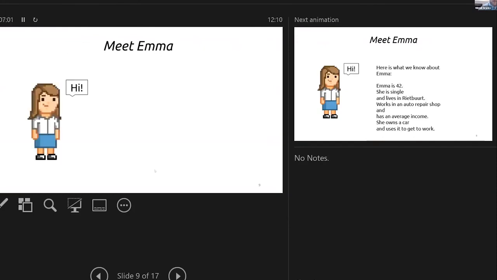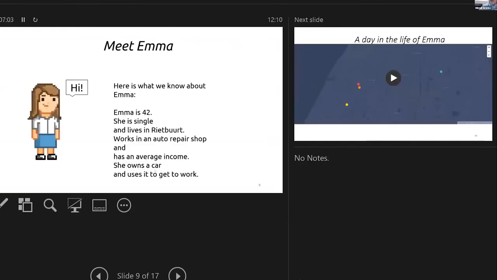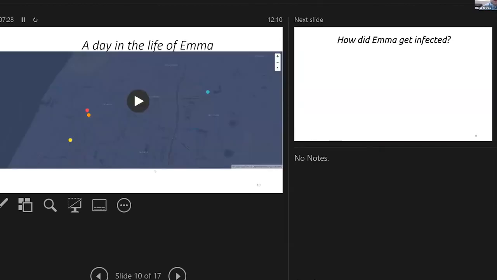Meet Emma. Emma is a prototypical agent in our model. Here is what we know about her. Emma is 42, she's single, and she lives in a very specific neighborhood in The Hague. This is a model built for the city of The Hague. She works in an auto repair shop and has an average income, and she owns a car and uses it to get to work. So here is just a prototypical agent in our model.